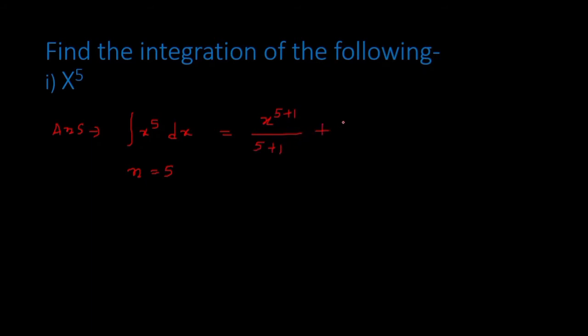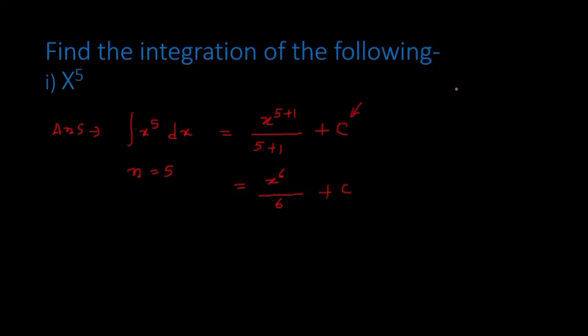After doing the integration, we have to put plus c here, where c is any constant. So x to the power 6 by 6 plus c. So the integration of x to the power 5 is nothing but x to the power 6 by 6 plus c. So after doing integration, we have to put plus c every single time.